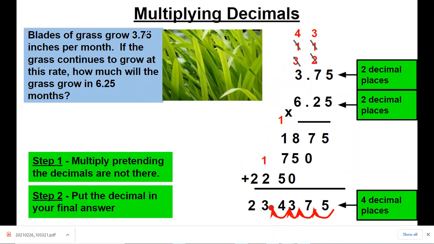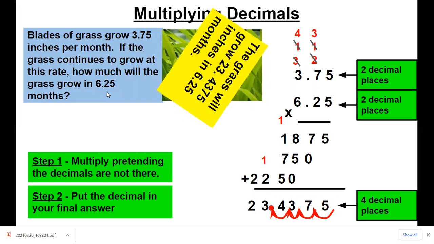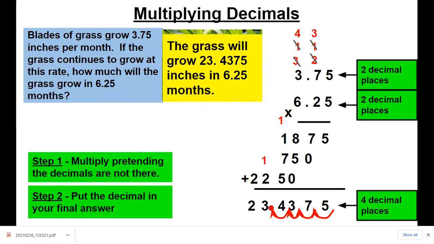So that is the answer, 23.4375 inches. The grass will grow 23 and 4,375 10,000ths of an inch in 6 and 25/100 months. Just reading those decimals for you.